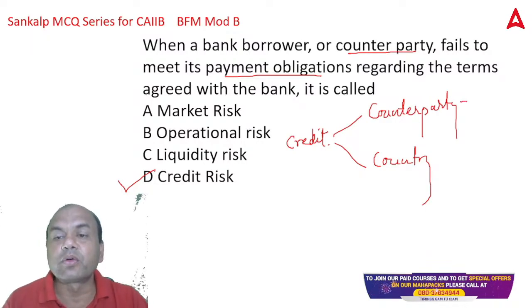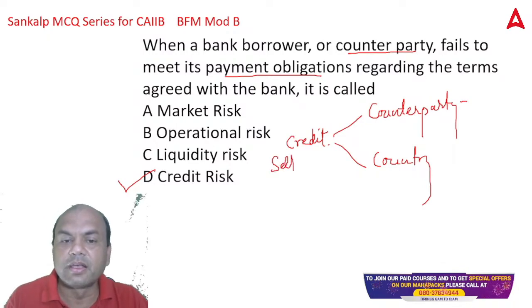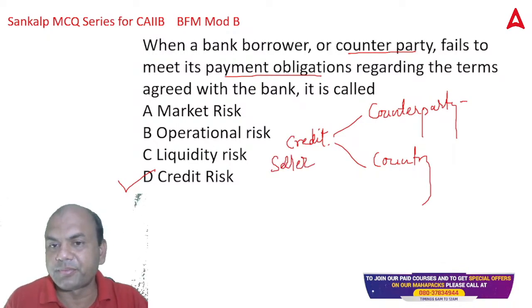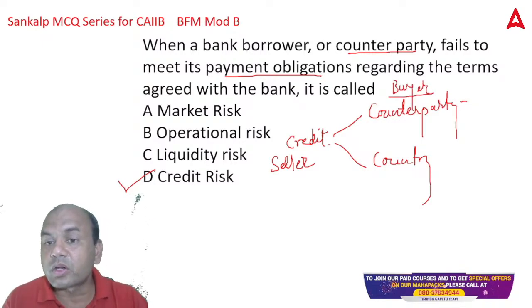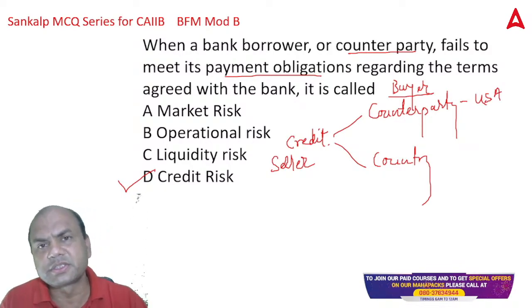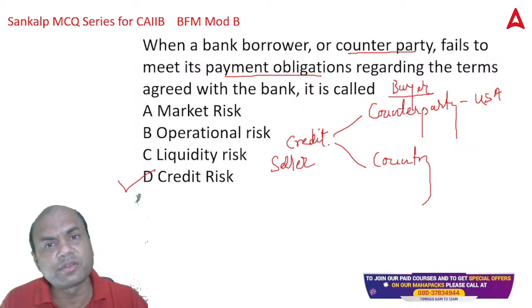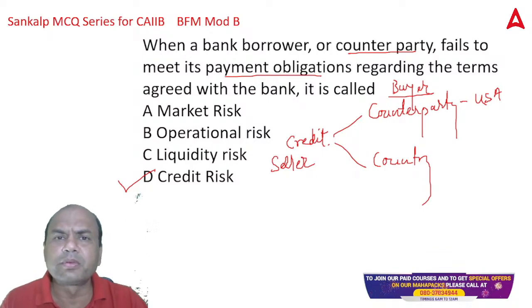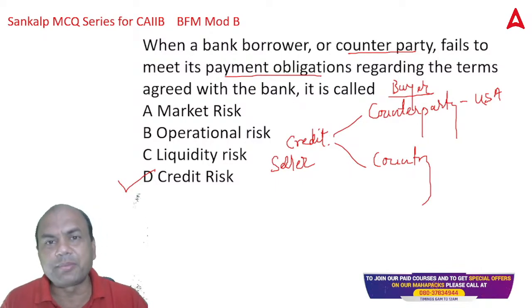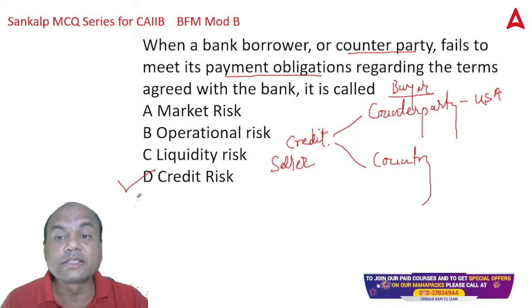Suppose you have sold goods. You are the seller, and this counterparty is a buyer. Now imagine your buyer is in the USA. Your USA country is good. Are there any legal problems in the USA? No, nothing. Europe, no problem. Only the problem is your party is bad. It can happen anywhere. So this is counterparty risk: the country is good, but the counterparty is bad.